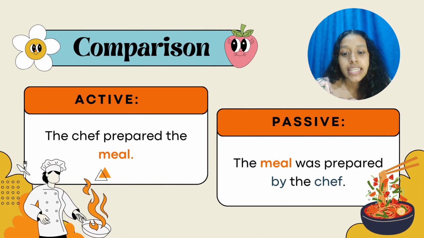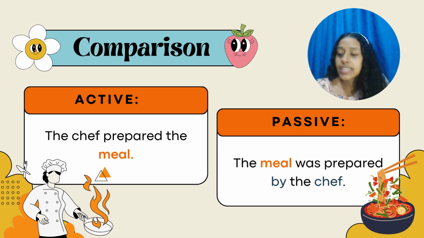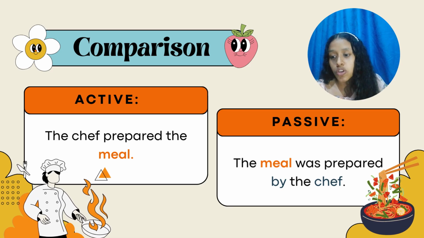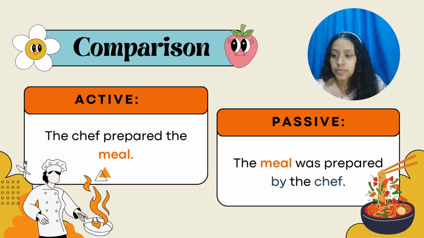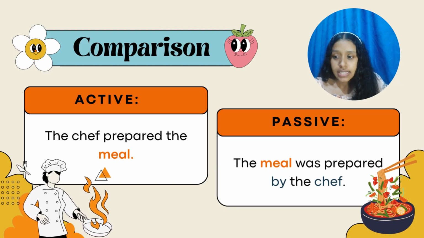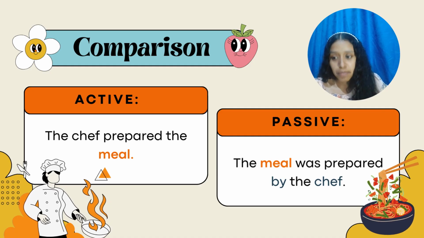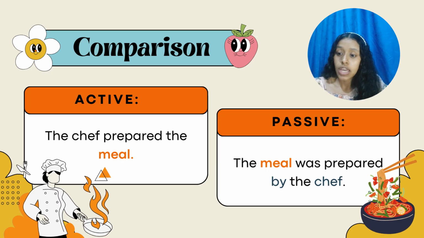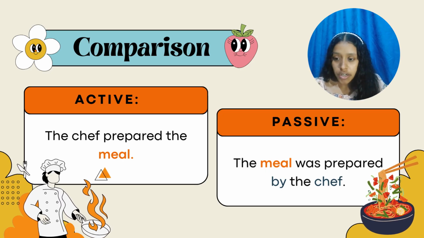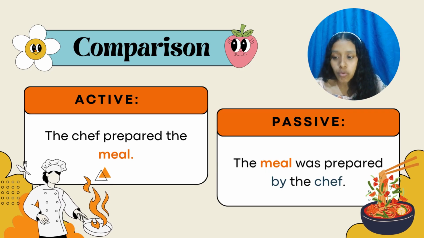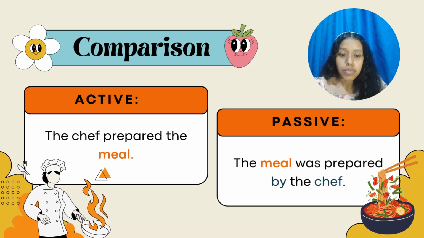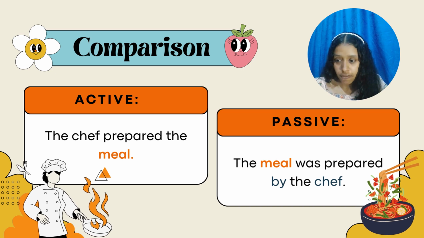Now, to make it even clearer, let's compare active voice versus passive voice with a simple example. In the active sentence, the chef prepared the meal. Our focus is on the chef. He is the one doing the work. But if we move to passive voice, we say, the meal was prepared by the chef.